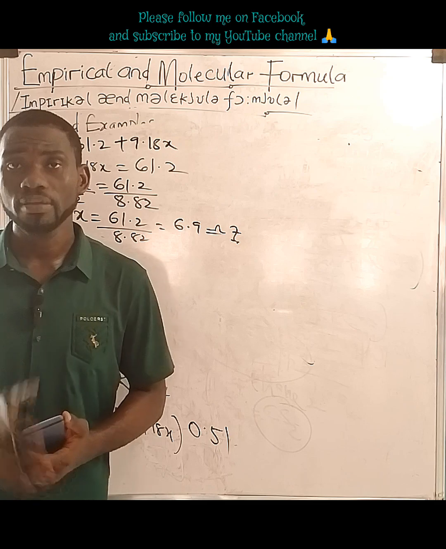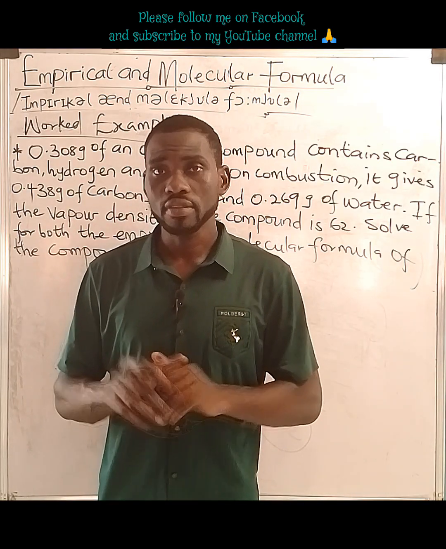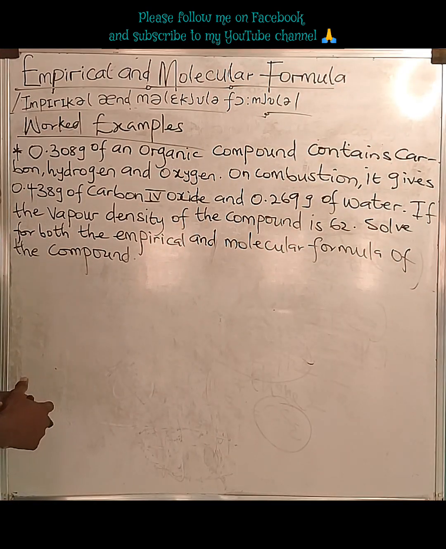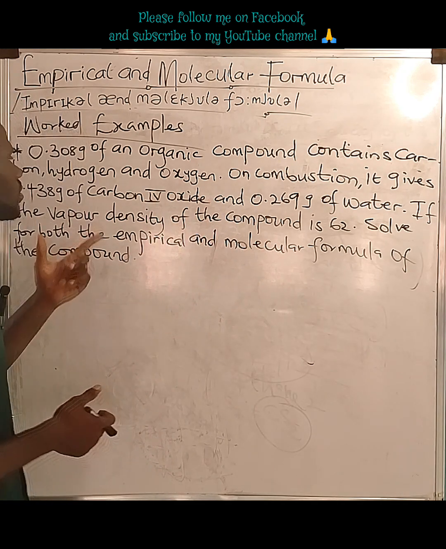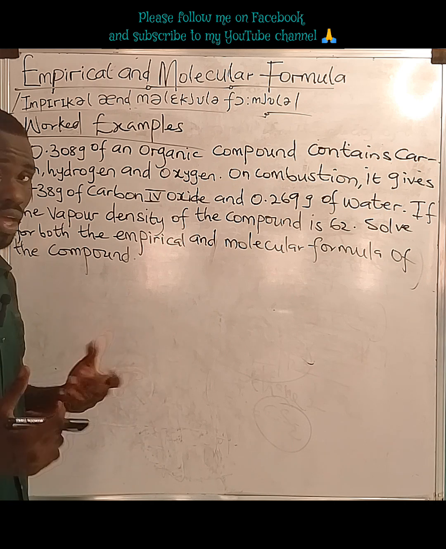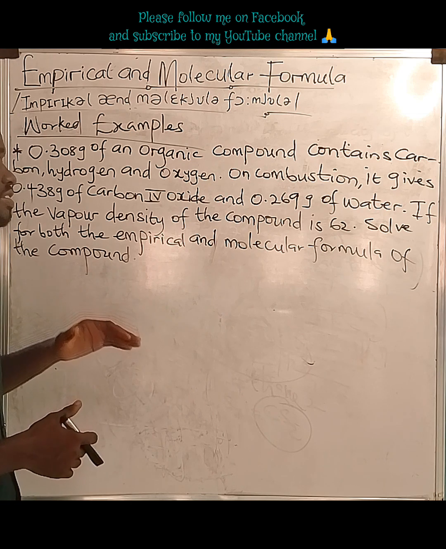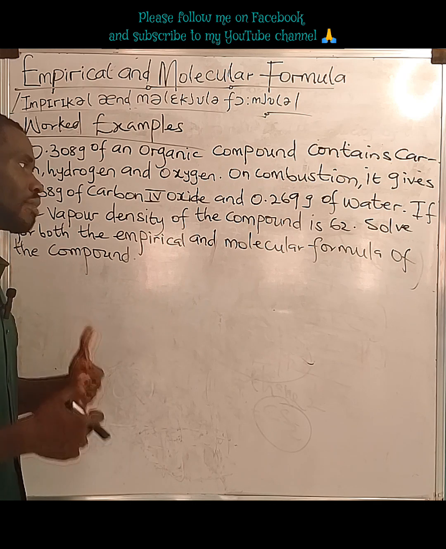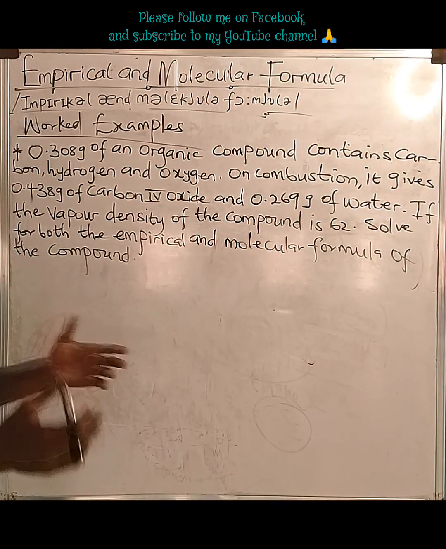You're going to be looking at the last worked example. There's the final example of today's lesson. It's quite a tricky one. Now, 0.308 gram of an organic compound contains carbon, hydrogen, and oxygen. On combustion in air, it gives 0.438 gram of carbon dioxide and 0.269 gram of water. If the vapor density of the compound is 62, solve for both the empirical and molecular formula of the compound. Now, this is very simple, but quite a tricky one.